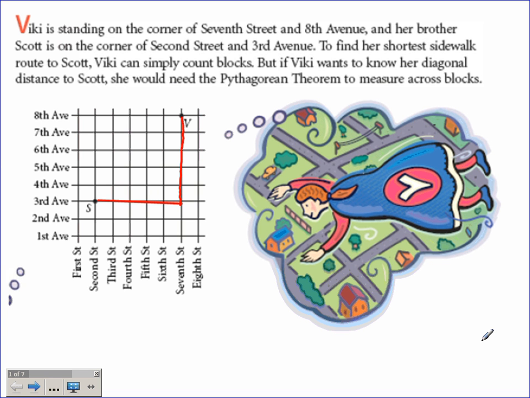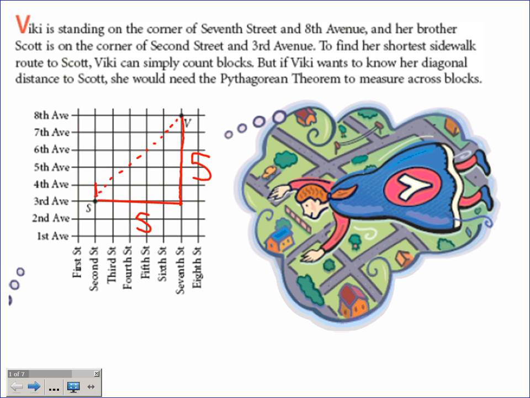Now, she could count the sidewalks. So if she went down this way, this is 5 blocks this way, and then 5 blocks this way. If she walked that way, it would be a total of 10 blocks, right? Okay, but she wants to find the shortest distance. I don't know why she wants to find this, but she wants to find, sort of as a bird flies is usually what they say, this distance, okay?